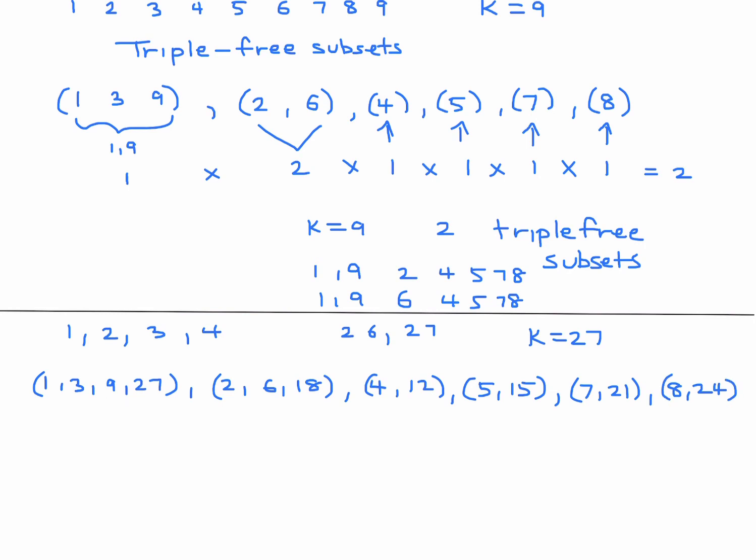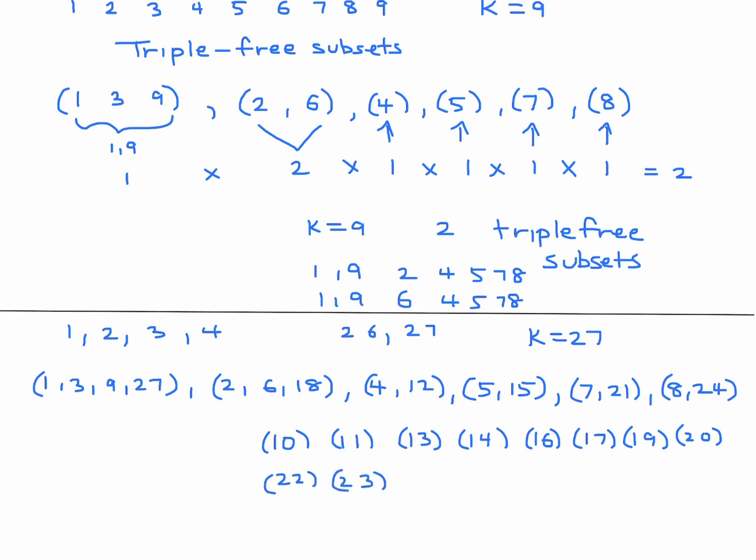9's already there. 10 times 3 is 30, but 30 goes beyond, so 10 is going to appear by itself. And so will 11, and so will 13. Skip over 12 because that's already there. So will 14, 16, 17, 19, 20, 22, 23, 25, and 26. Make sure I skip over ones that have already been included.